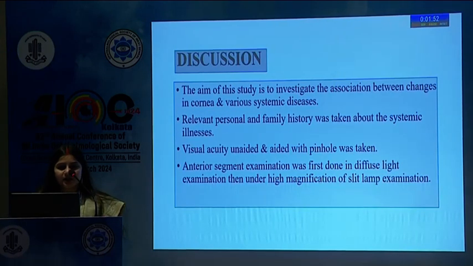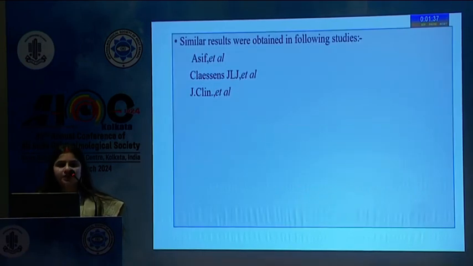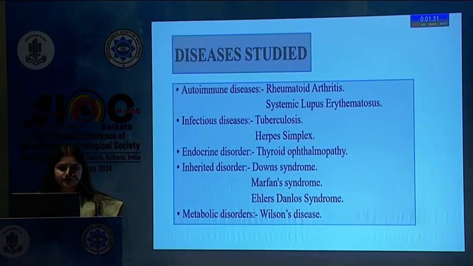Relevant personal and family history was taken about the systemic illnesses. Visual acuity unaided and aided with pinhole was taken. Anterior segment examination was first done in diffuse light examination and then under high magnification of slit lamp examination. Similar results were obtained in the following studies: Asif et al., Klassen, JLJ et al., and Jacqueline et al.